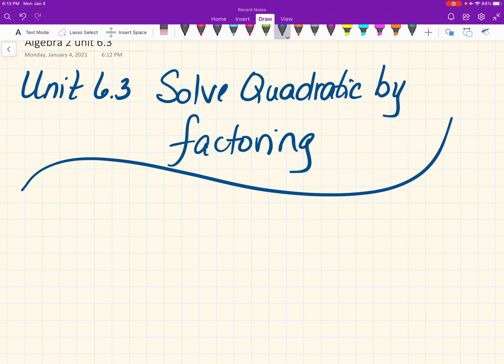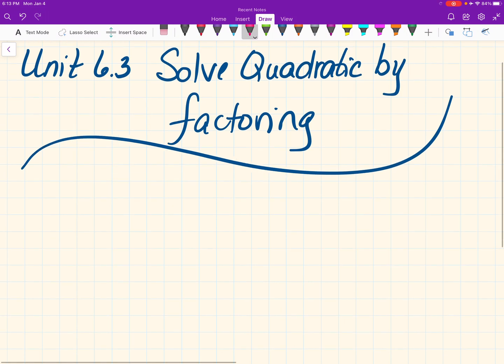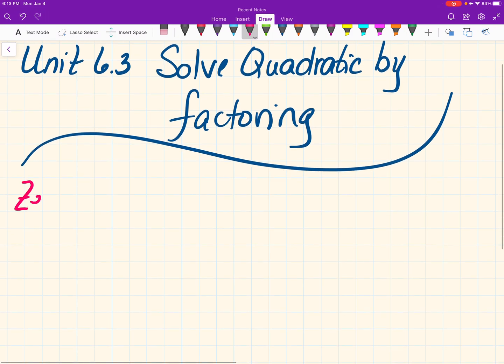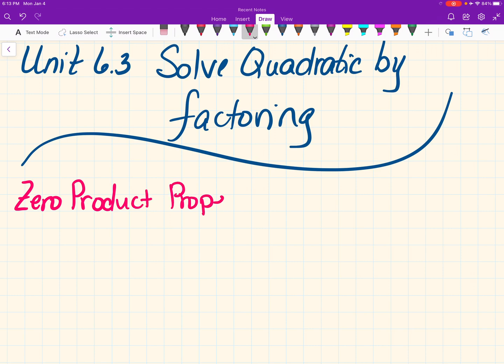It works great graphing if the answer is an integer, but if we're talking about a decimal or a fraction, it doesn't work so great. So we have to have an algebraic way of doing it. So if you remember, zero product property, Mr. McGrath likes to call it ZPP. The zero product property is what we're going to use once we factor to find the solutions, the zeros, the roots.